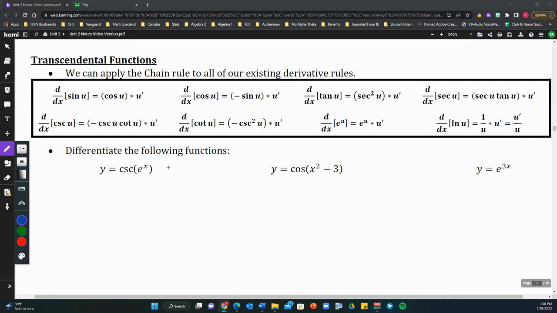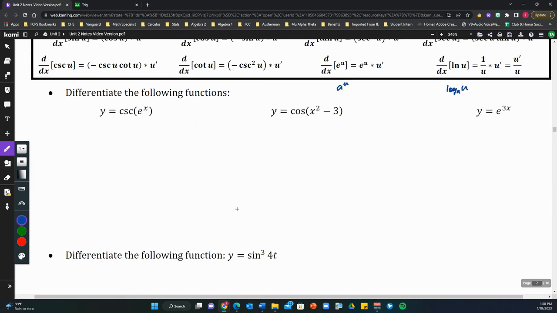So the only rules not listed here are the base a and log base a, but we're going to take a look at some of those later on. But again, those follow the same process. It's just instead of x's, we have u's, and then we multiply by u prime. So it's a fairly simple format for really all of these guys. So now I really just want to dive in and try some examples for these.